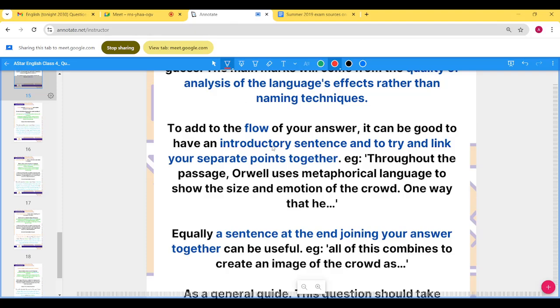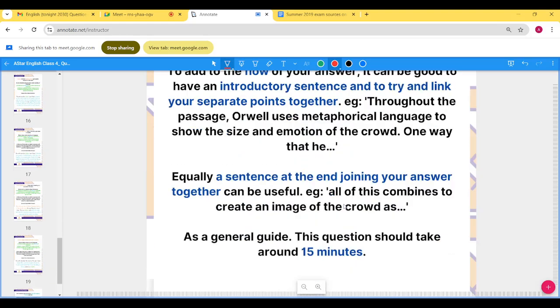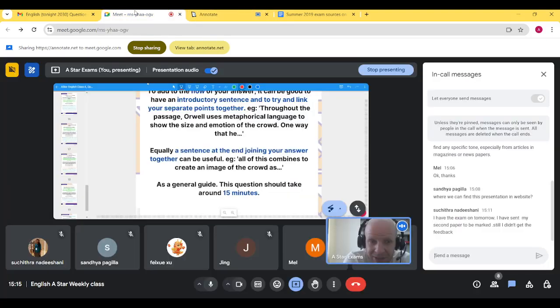And equally, you should use connectors and joining words between sentences. So when you move on to a second technique, you could say the attitude of the crowd is further shown through, or furthermore, Orwell does this to show that. So linking your ideas together. And when you come to the end of your answer, maybe having a sentence that links it together. So all of this combines to create an image of a crowd as, and giving a detail about that as well.